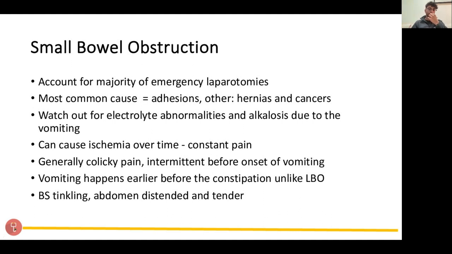The pain is colicky and intermittent before the onset of the vomiting. The pain occurs before vomiting. Again, as mentioned, vomiting happens earlier than the constipation, unlike large bowel obstruction where constipation comes first. Tinkling bowel sounds are not very common. It might come up in your SBAs, but I spoke to the surgical registrar at my hospital about this. He's only ever heard tinkling bowel sounds, which are essentially just high-pitched bowel sounds, once. But it is a sign that's noted in the literature. Abdominal distension, as you might expect, given that they are backed up with food inside the abdomen. And so it's also tender.